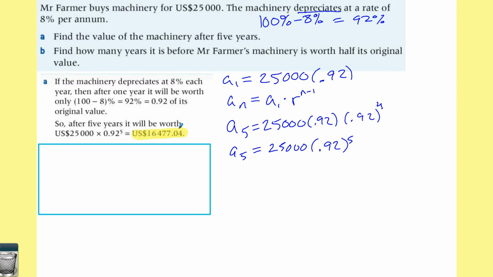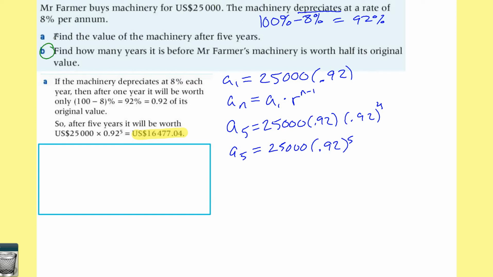Okay, so after 5 years, it's only worth 16,000. Pretty unfortunate, because I'm sure he probably owes more than that on it. Anyway, so next one. Find how many years it is before Mr. Farmer's machinery is worth half its original value. Okay, so we need it to equal half of its value.